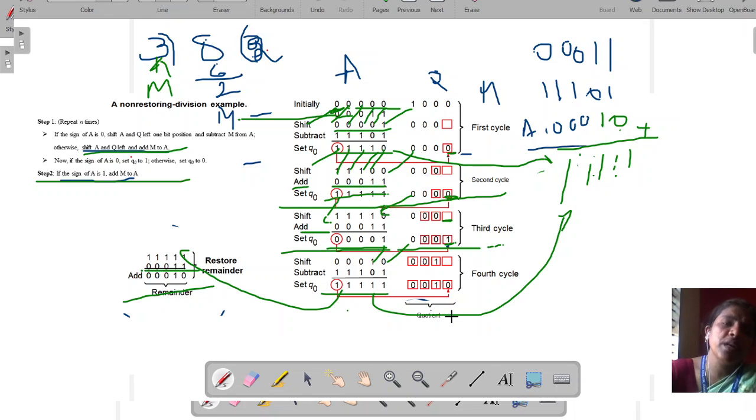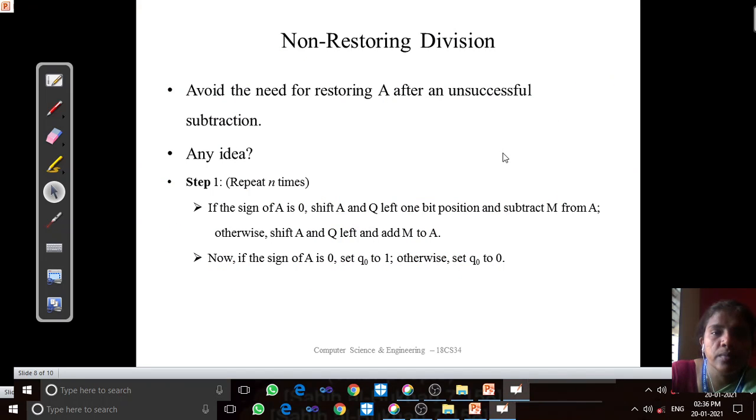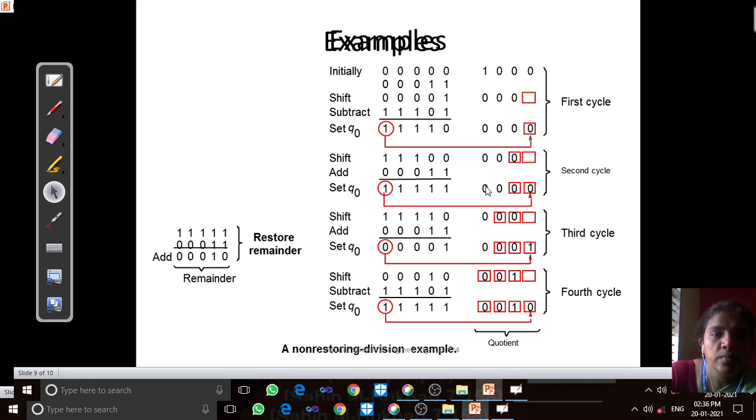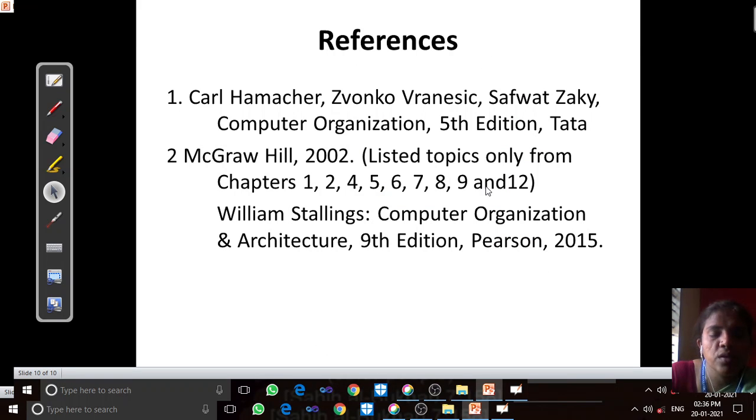Now, what is the advantage of using non-restoring division? The restoring overhead is removed and it is restored only at the final stage. If the answer you got in the end after all cycles is negative, you restore. Otherwise, no restore is required, and that also can be omitted. Here is the example. That's all for this session.